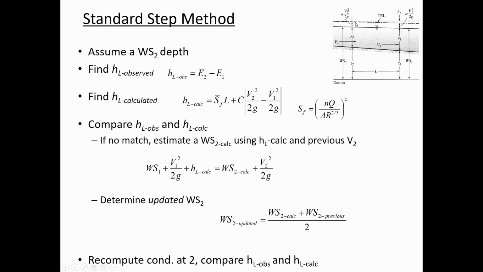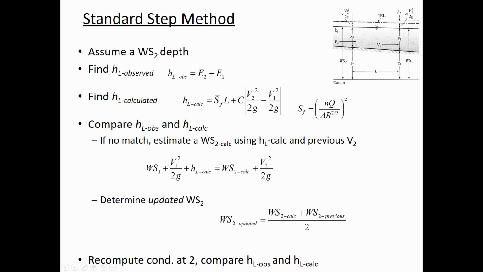And so what we have to do to solve the question, how deep is the water at this location where we don't know the depth, is we start with a guess. And the reason why is that there's too many unknowns to calculate it directly. We have to begin with a guess of what is the water surface elevation at location 2.